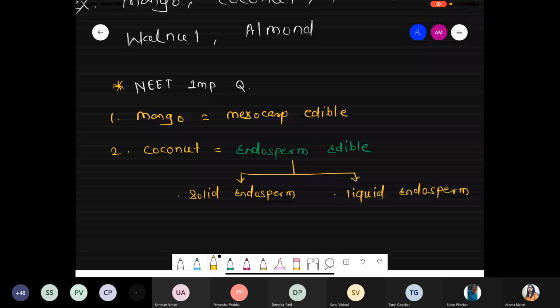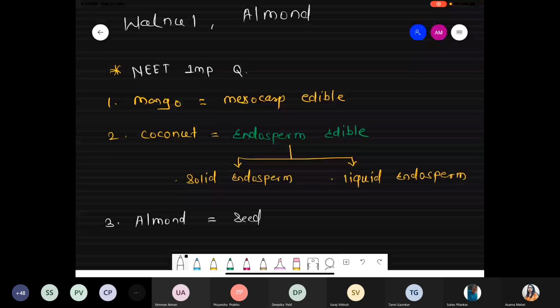Now let's talk about the third example, with respect to almond. In the case of the almond, the edible part is basically the seed. Whatever we are eating, in the case of this, what we say, walnut, the seed is the edible part.